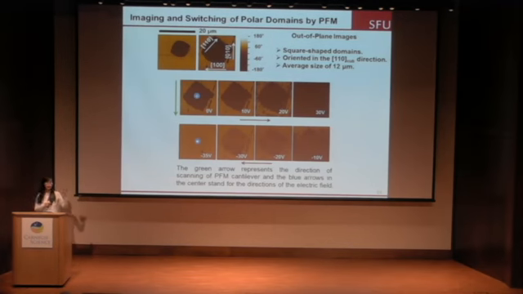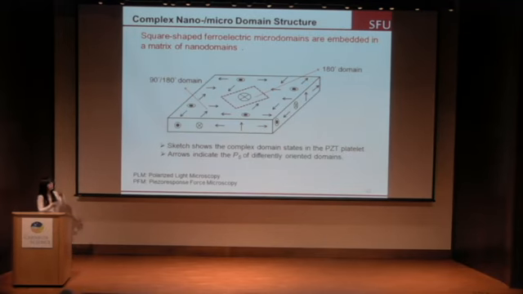By applying an electric field perpendicular to the sample surface, we were able to switch the polarization of those patterns. So this confirms that those patterns are ferroelectric domains, and an electric field can switch their polarization direction. Combined with the previous data and the PFM results, we conclude that in this sample, square-shaped ferroelectric domains are embedded in a matrix of nanodomains.